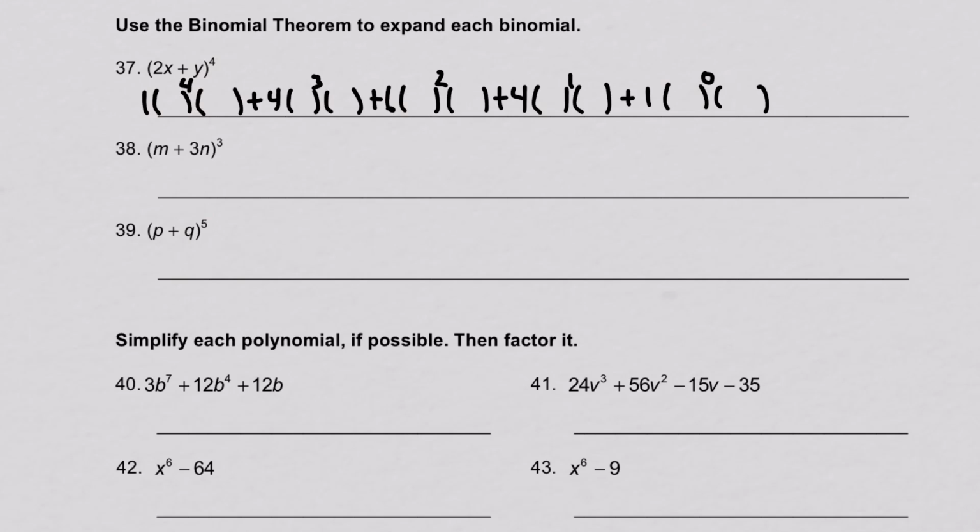Notice that I'm putting those exponents on the first parentheses only. For the second parentheses, it goes the opposite way, right? It starts at 0, and then it goes up: 1, 2, 3, 4.